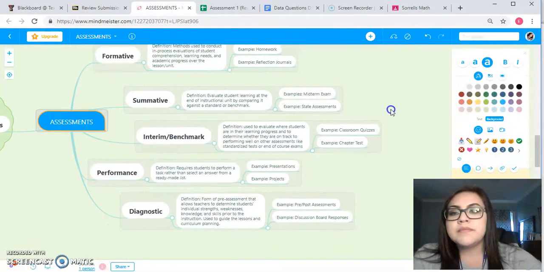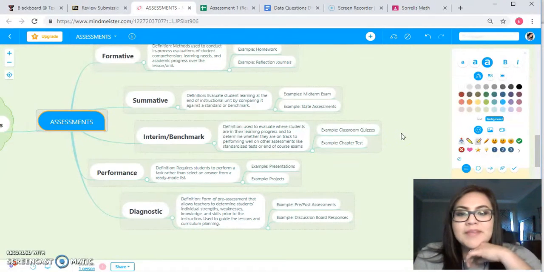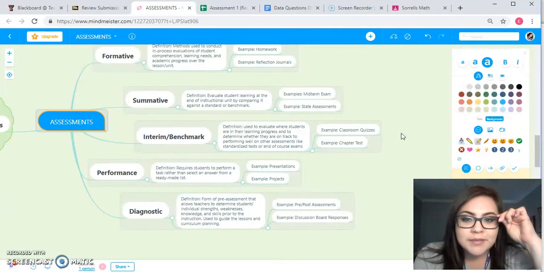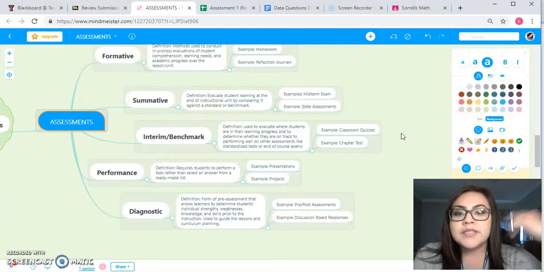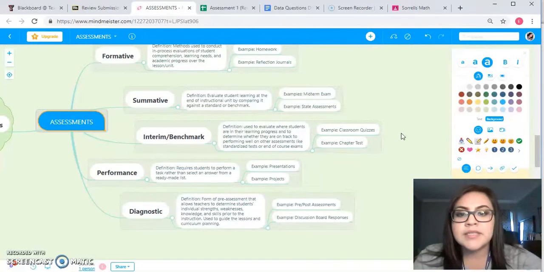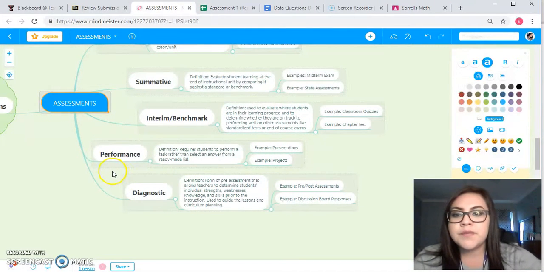The interim benchmark, sorry. The definition is used to evaluate where students are in their learning progress and to determine whether they're on track to perform well on their other assessments like standardized tests or end of course exams. For example, I have classroom quizzes and chapter tests. Another assessment is performance. The definition requires students to perform a task rather than select an answer from a ready-made list. Two examples, presentations and projects.